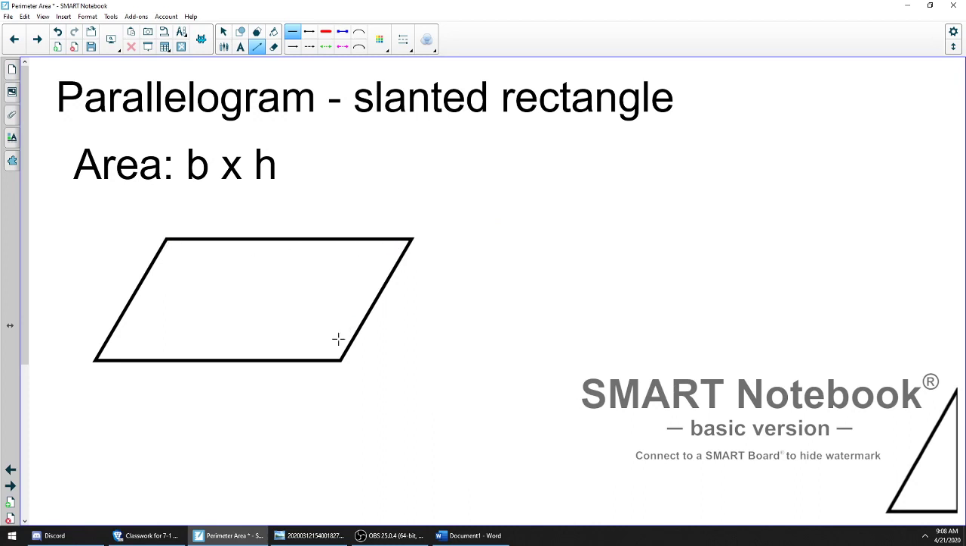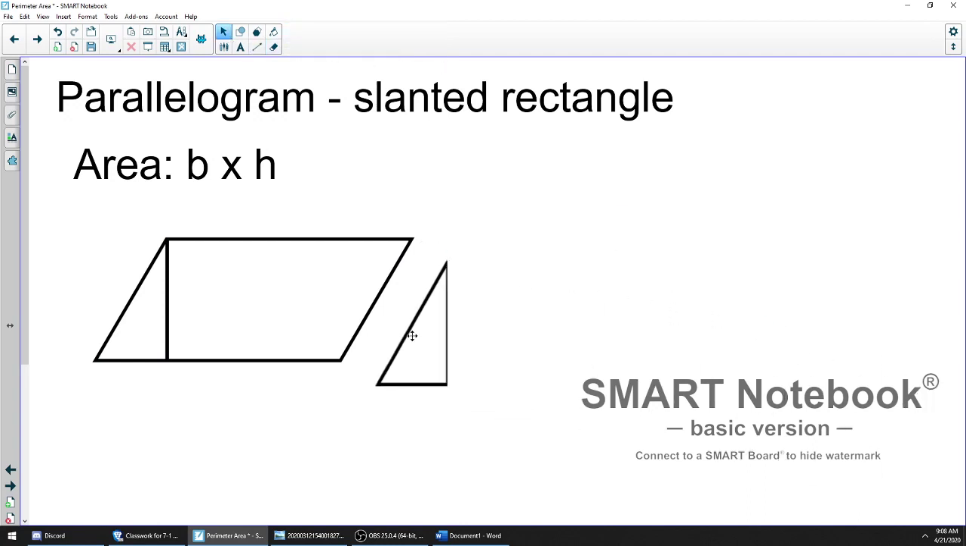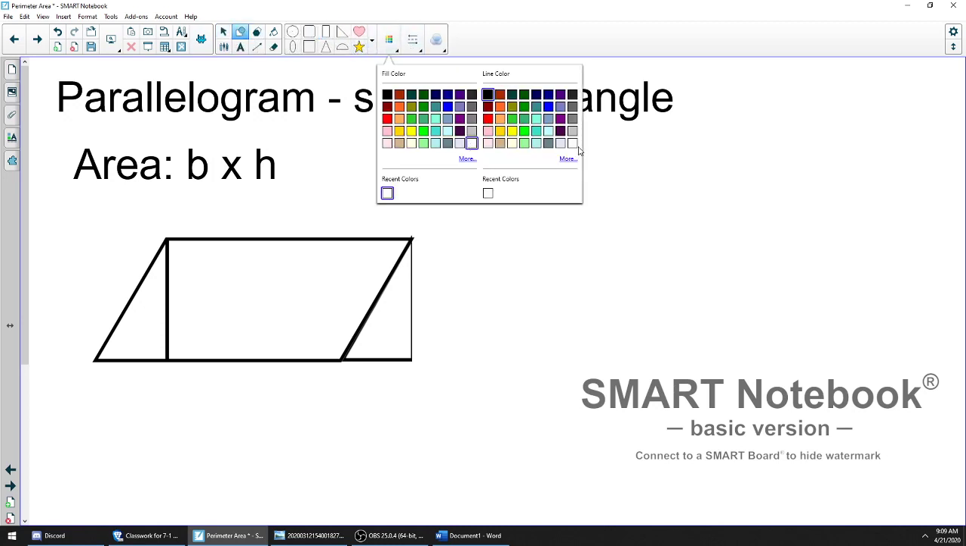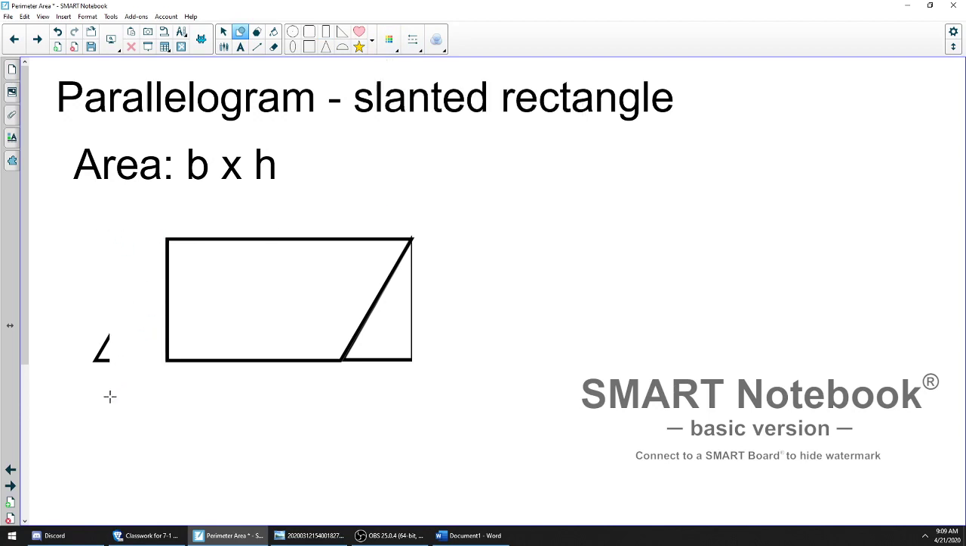So look right here. It's not a perfect rectangle, but what happens if I just take this piece, cut it off, and bring it over here? See what happens. It's going straight up and down. It's making a right angle. Looks like a rectangle, kind of, right? So let's see what happens if I take this away. Doesn't this look more like a rectangle?